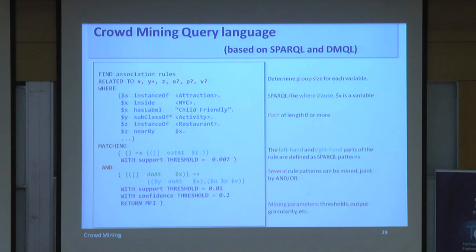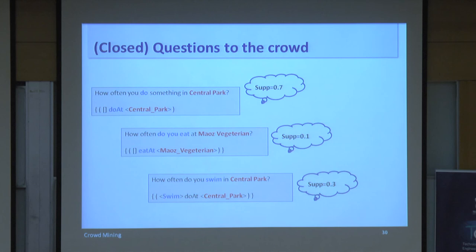Okay, I'm looking for activities that are frequent, with this support, with this threshold, etc. And then the system takes this kind of query and actually compiles it, as I showed you before, to questions to the crowd. So for instance, it will ask people, how often do you do something in Central Park? Or how often do you eat at Mao's Vegetarian? Or how often do you swim in Central Park, et cetera, et cetera?